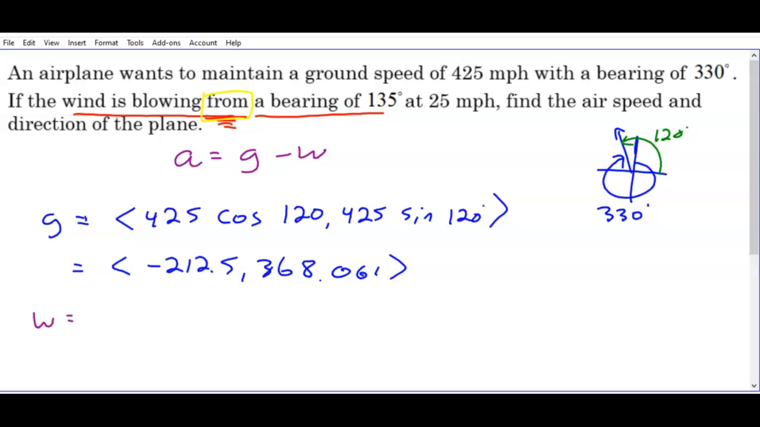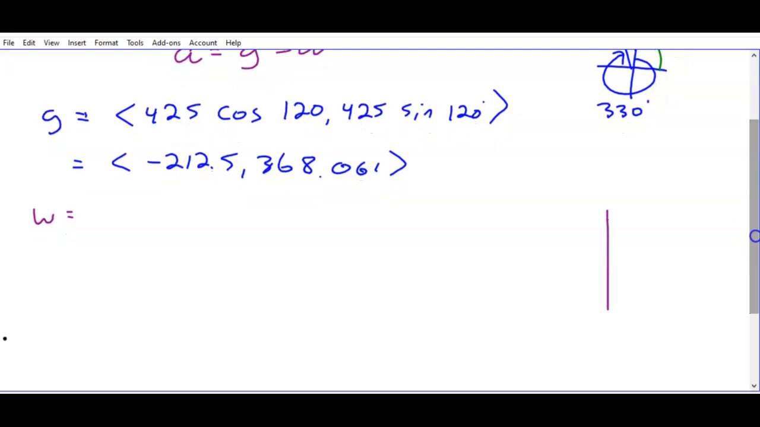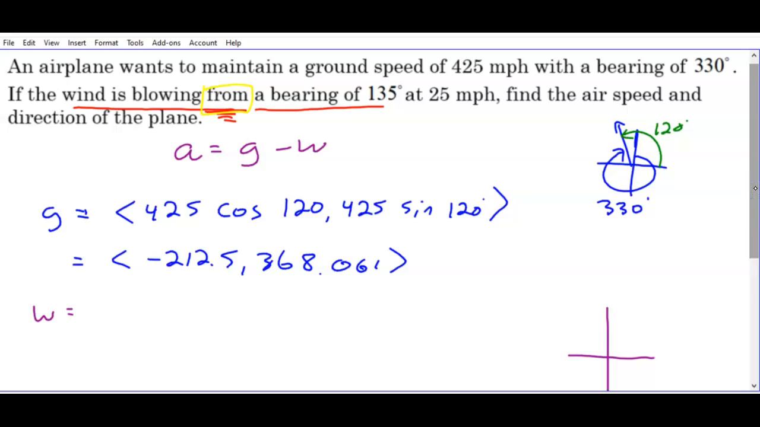Yeah, be real careful with the wind. So when I draw my picture for the wind, these are my thoughts. I want to make sure you guys have this correct. Make sure you have this angle correct. And I'll stop talking for a little bit.